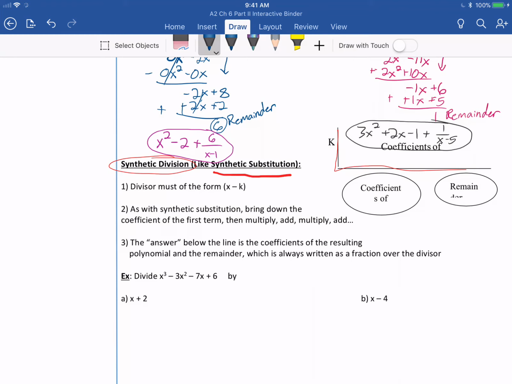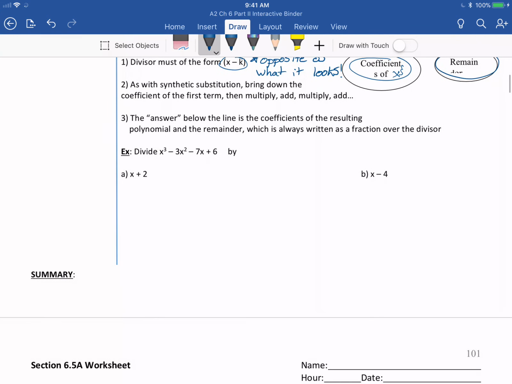Okay, so your divisor always must be in this form, x minus k. You always take your k and put it outside. That's what we're going to divide it by. And remember that your k is always the opposite of what it looks. And the cool thing here is that this last number that we get at the very end is going to be my remainder. And the numbers on the bottom are going to be the coefficients of my x's. All right, so let's go through and see if we can find this first example.